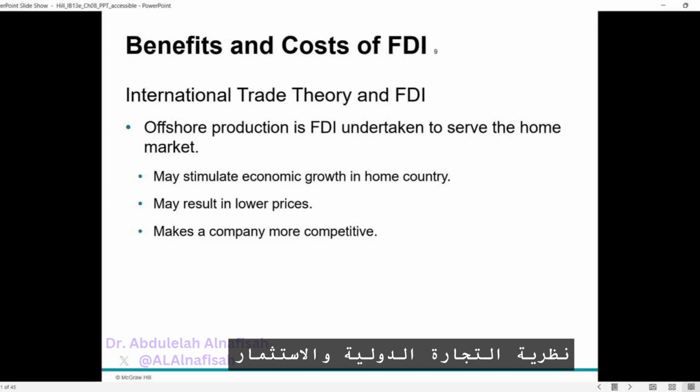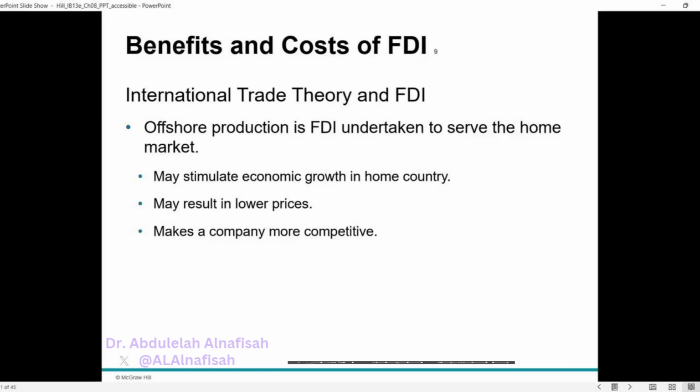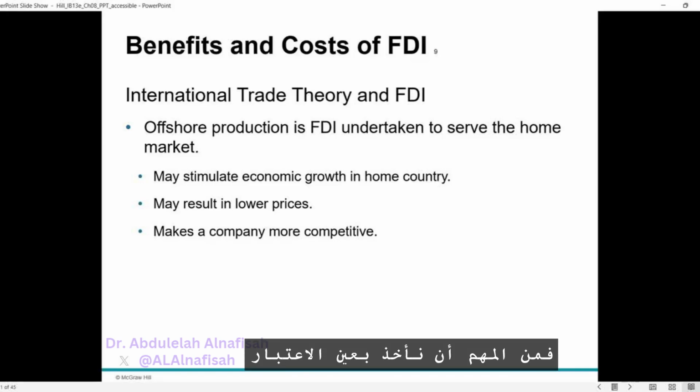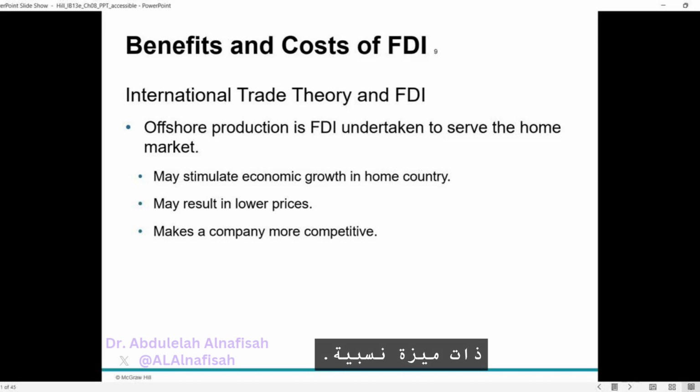International trade theory and FDI. When evaluating the costs and benefits of foreign direct investment, FDI, for the home country, it's important to consider the insights from international trade theory. Contrary to concerns about negative economic impacts of offshore production, FDI aimed at serving the home market may actually spur economic growth and employment in the home country by reallocating resources to areas of comparative advantage.